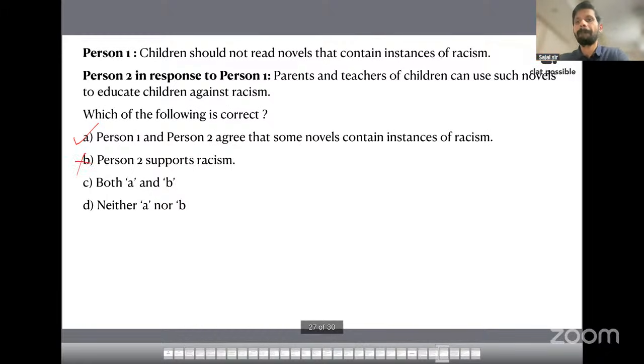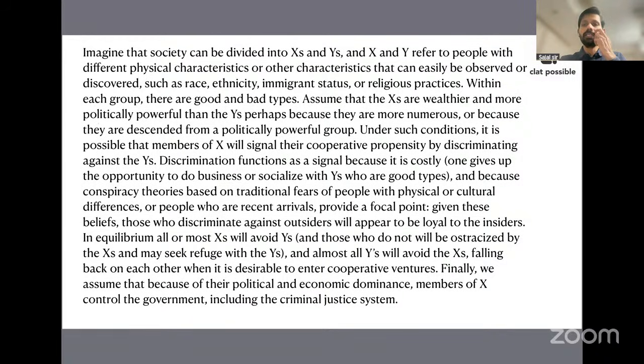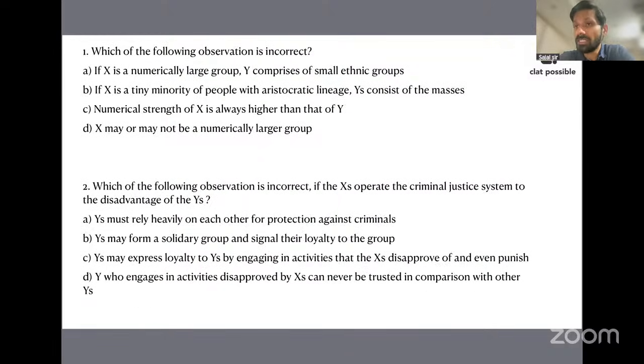Okay, now lastly, we'll take up this particular passage. This was in AILET 2021, I think, or 22. So on this passage, we had some questions. This had come in the reasoning section, okay?